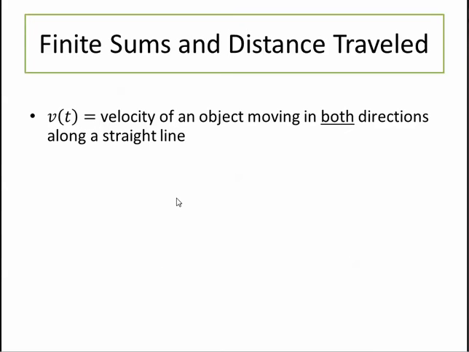All right, so now suppose we have an object and it's not moving in only one direction. Now it can move in both directions along that straight line. When the object's moving forwards, it's going to have a positive velocity. When the object's moving backwards, it's going to have a negative velocity.